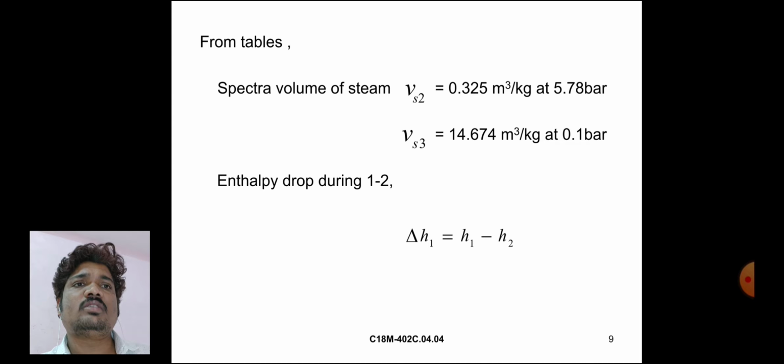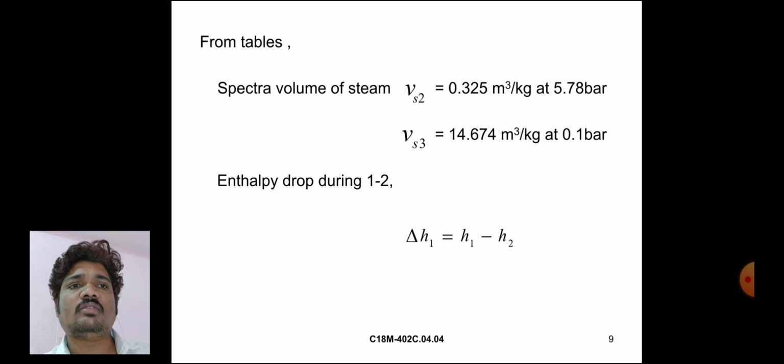Specific volume of steam VS2 in the throat portion. Specific volume of steam VS3 in the convergent portion or exit portion is 14.674 meter cube per kg at 0.1 bar.